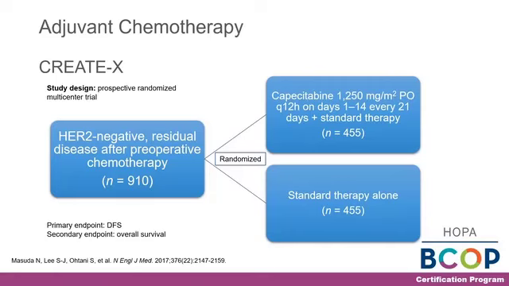This was a prospective randomized multi-center trial that included patients with HER2-negative breast cancer that had residual disease after preoperative chemotherapy. Patients in this study were randomized to capecitabine at 1,250 milligrams per meter squared twice daily on days 1 through 14, every 21 days, plus standard therapy, or they were randomized to standard therapy alone. The primary endpoint here was disease-free survival, and secondary endpoint was overall survival.